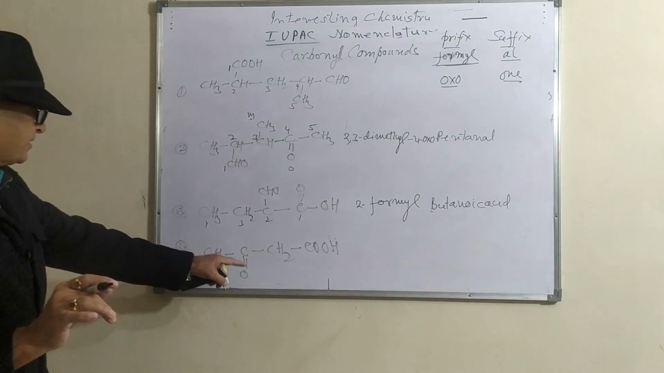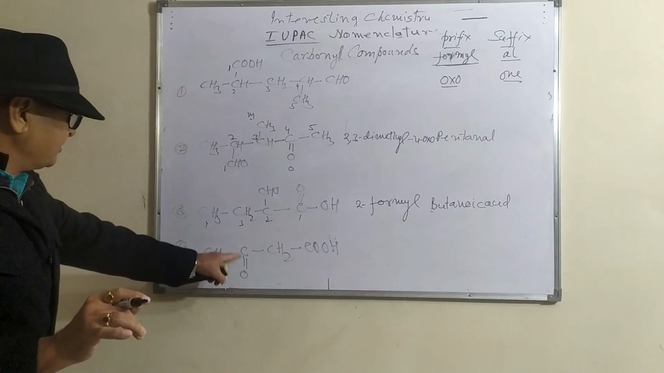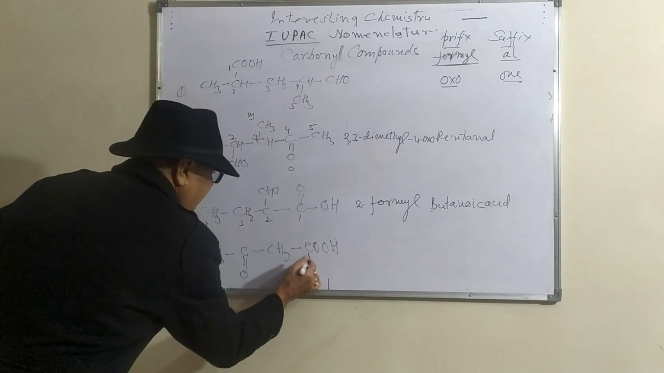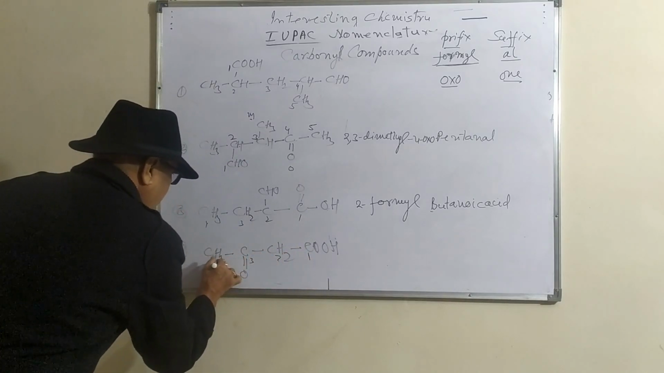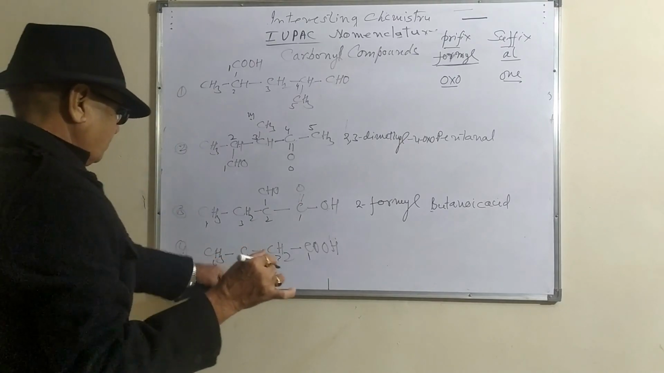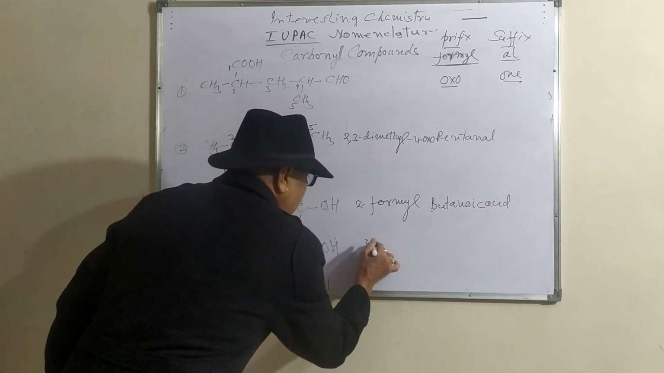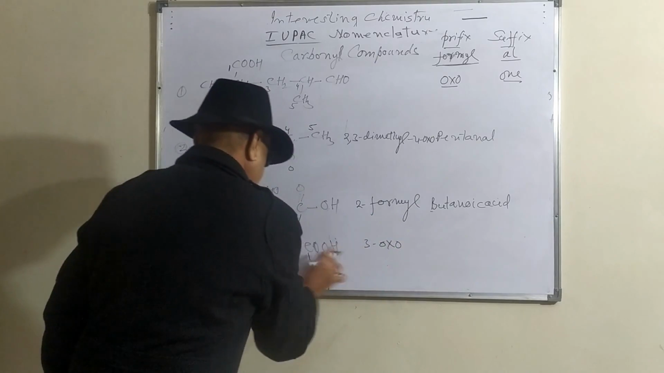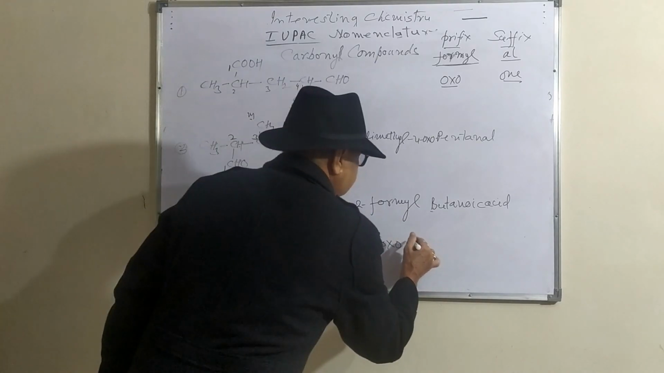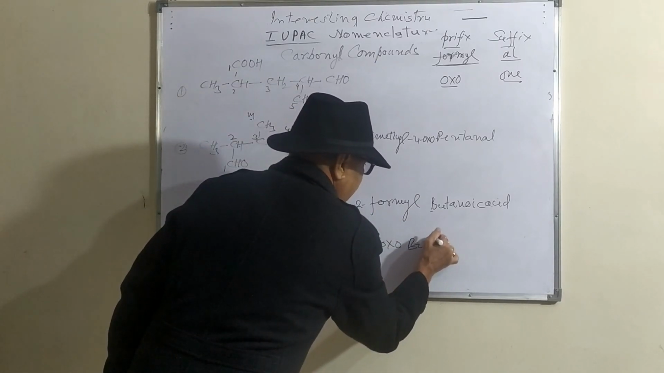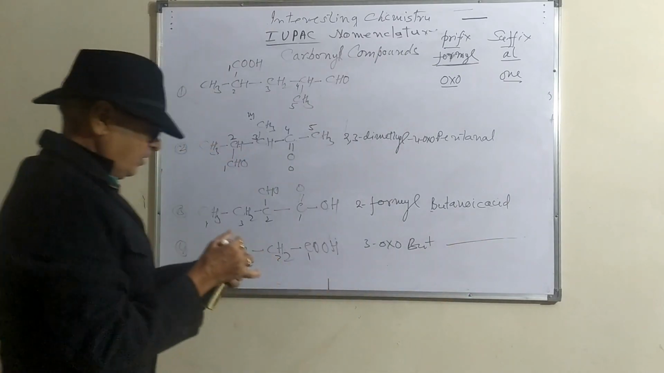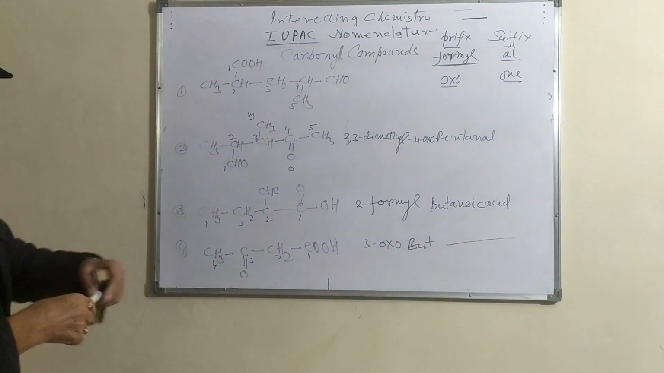And the name of this compound, CH3CO, again 1, 2, 3 and 4. 3-oxo butanoic acid. The name of this compound is 3-oxo butanoic acid.